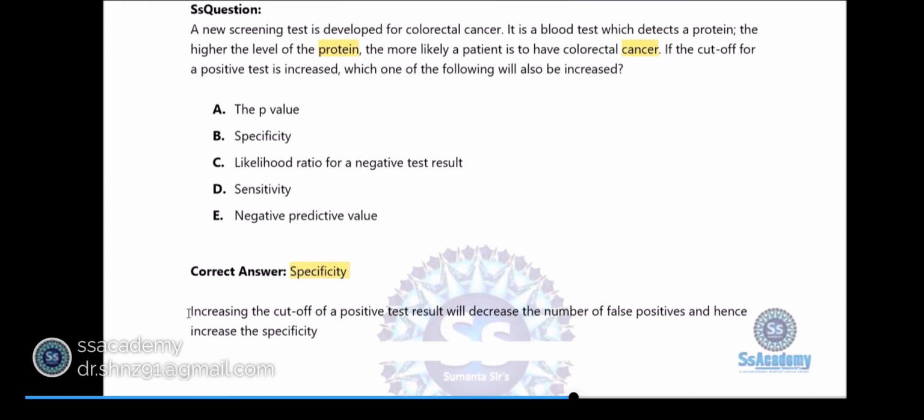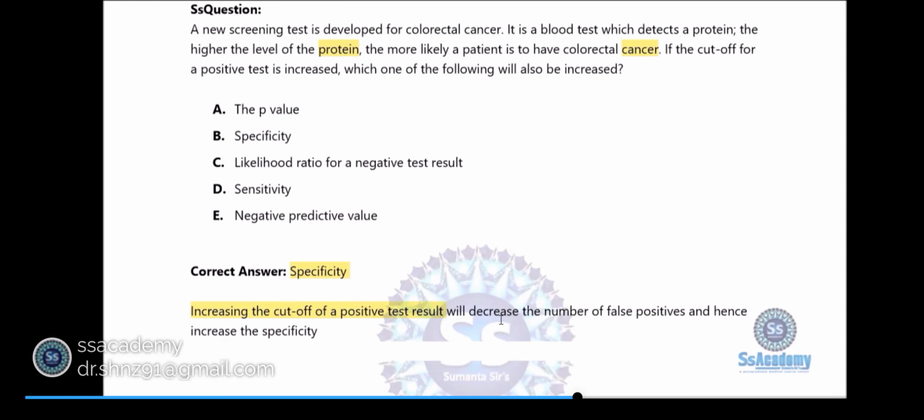Increasing the cutoff for positive test results will decrease the number of false positives, and hence increase the specificity. So this is very important. Increasing the cutoff of a positive test result will decrease the number of false positives, and hence increase the specificity.